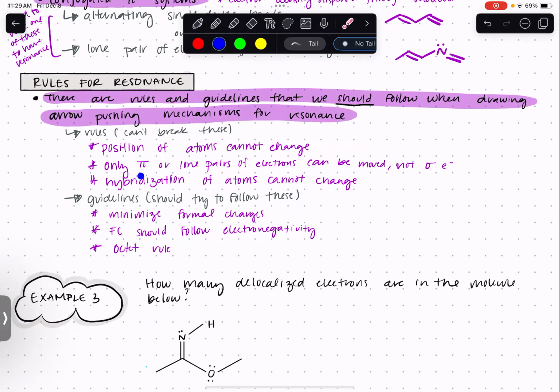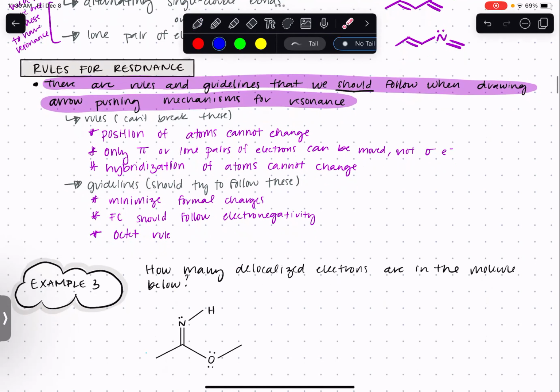We can only have pi electrons or lone pairs of electrons that can be moved, not sigma electrons. So that's to say that if there's a single bond and moving those electrons means breaking that bond, then you cannot move those electrons. And then hybridization of atoms can't change. So I can't change something that's sp3 hybridized into something that's sp2 hybridized to make resonance. It has to already be in place before we start.